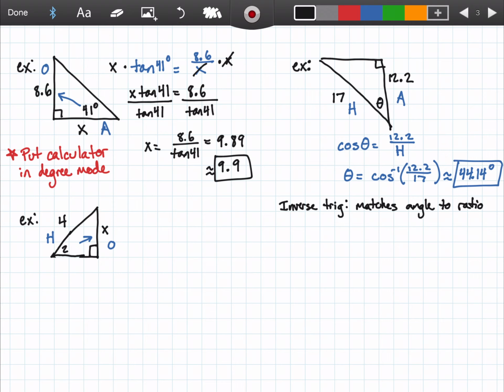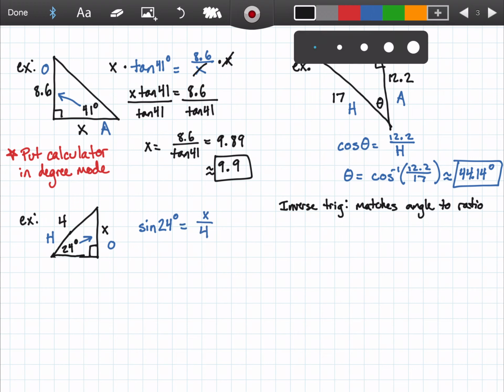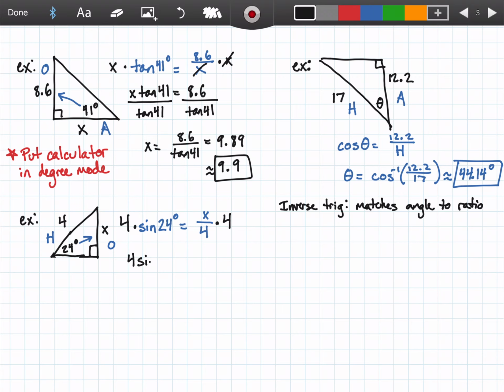Let's make it 24 degrees. I have opposite and hypotenuse, which tells me that I'm going to use sine of 24 degrees equals x over 4. Well, you have to get x by itself, so I'm just going to multiply both sides by 4. So I get 4 sine 24 equals x, and we're just going to type that into the calculator. 4 sine 24. And I get 1.63.